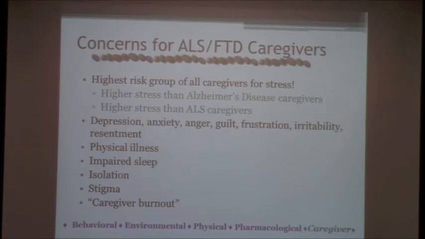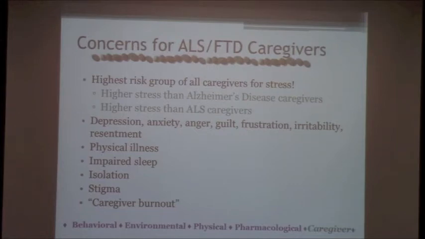You are at the highest risk for stress, higher than people with Alzheimer's disease and higher than people with ALS, because you are dealing with both cognitive and physical domains. We recognize that depression, anxiety, anger, guilt, frustration, irritability, and resentment are what caregivers experience. Those are the emotions that come forward for our caregivers as you're struggling to deal with this. We know that people become physically ill, that they don't sleep, and that they feel isolated.